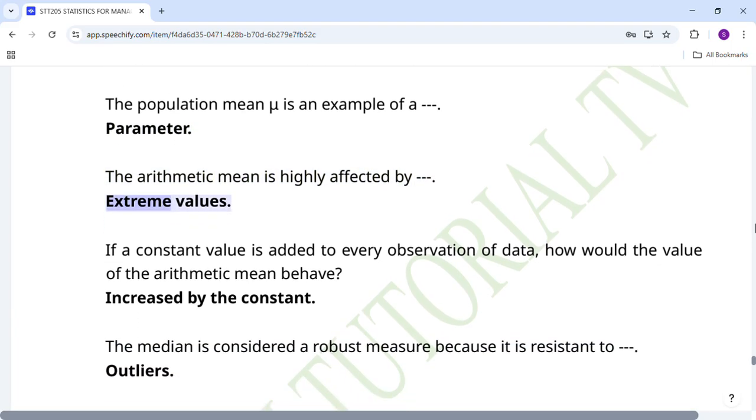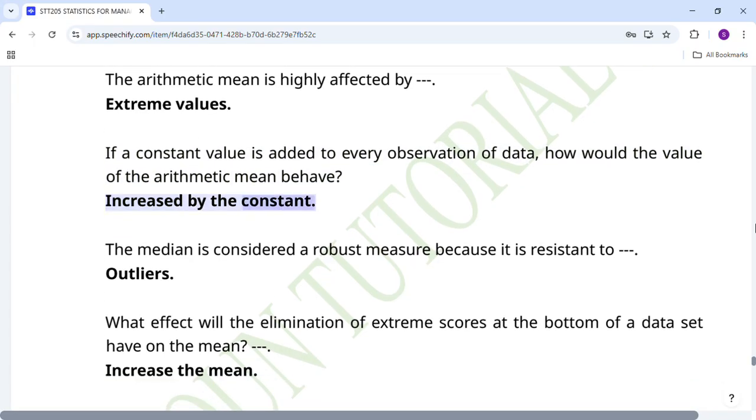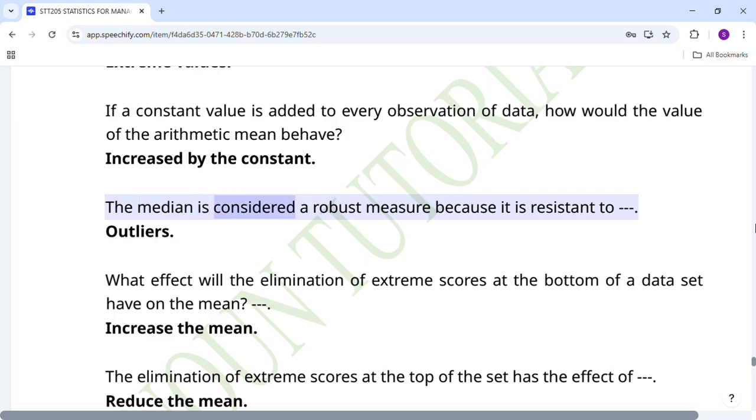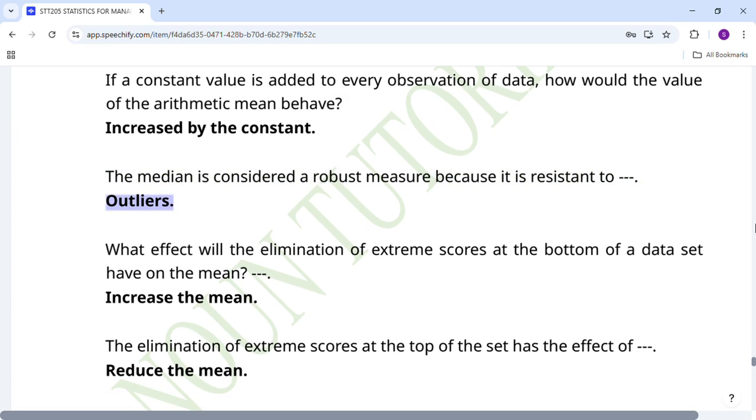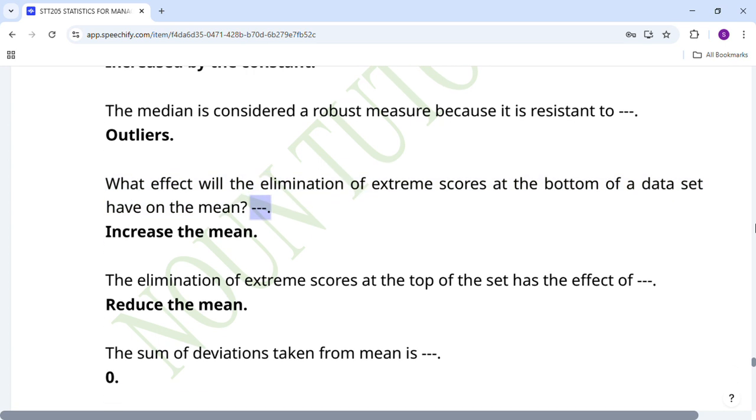extreme values. If a constant value is added to every observation of data, how would the value of the arithmetic mean behave? Increased by the constant. The median is considered a robust measure because it is resistant to outliers. What effect will the elimination of extreme scores at the bottom of a data set have on the mean? Increase the mean.